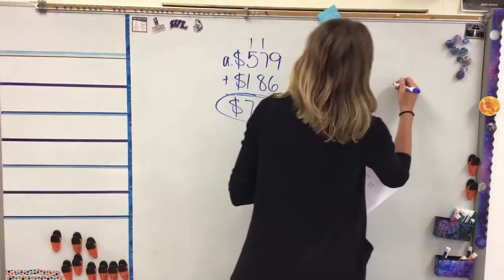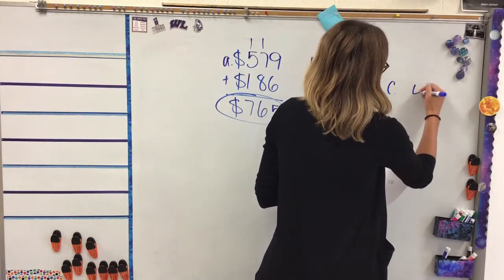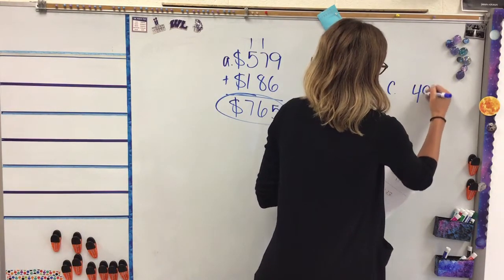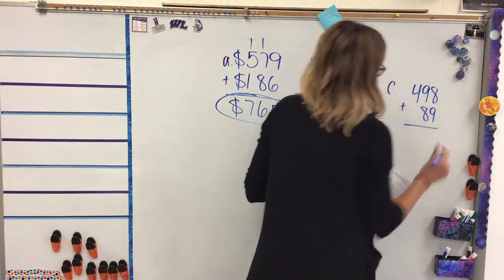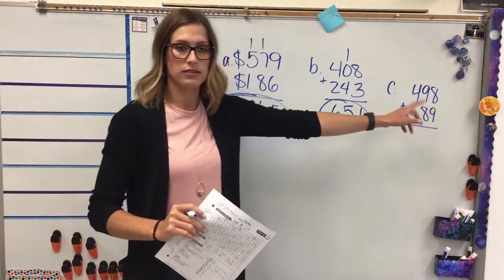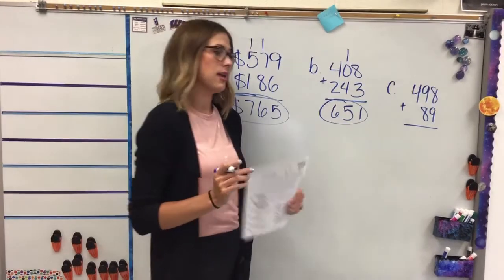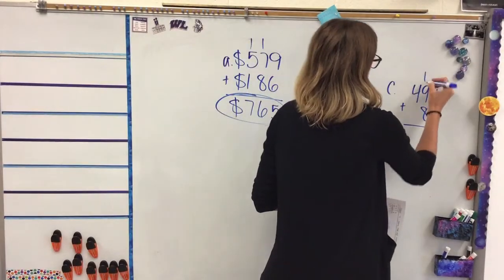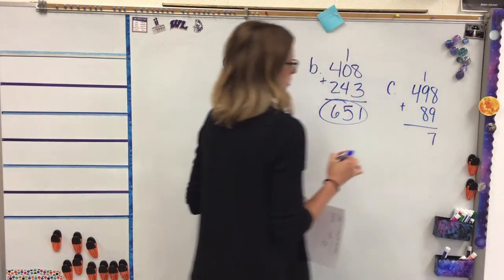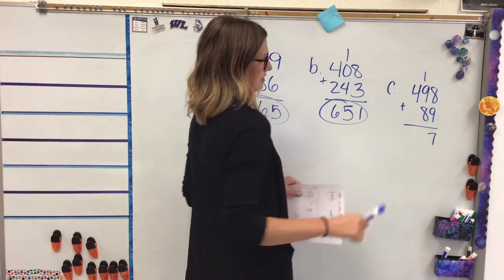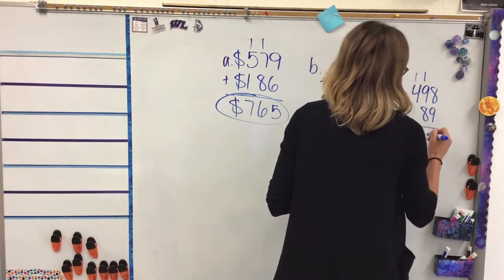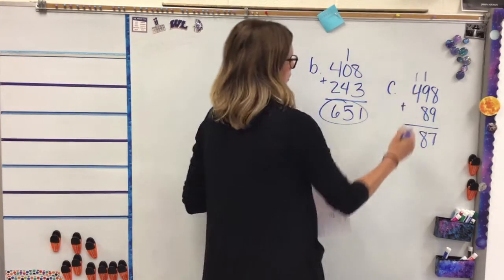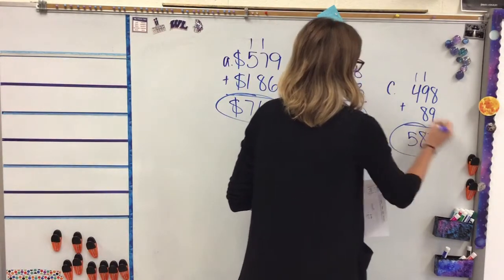Excellent. Let's do C. C says 498 plus 89. We're going to start all the way over with our ones column, so we get 8 plus 9. 8 plus 9 is 17. 1 goes up, 7 comes down. 1 plus 9 gives us 10, plus 8 more gives us 18. 1 goes up, 8 comes down. And then 1 plus 4 is 5, so we get 587.